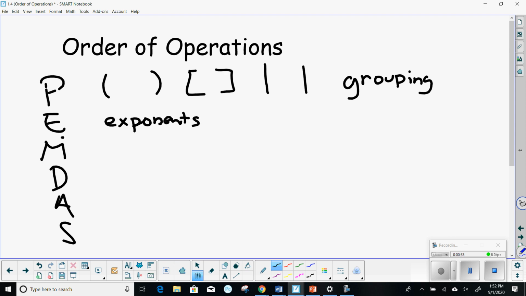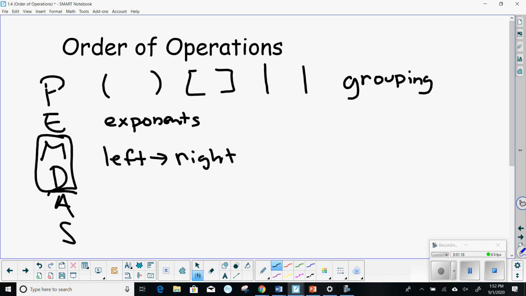Multiplication and division can be a little bit misleading. They actually go together, so you don't do multiplication before division. You just go from left to right, so whichever one comes first, you do first. If the division comes first, you do it first. That's one of the drawbacks to PEMDAS, or Please Excuse My Dear Aunt Sally: it does lead you to believe that it's multiplication and then division.